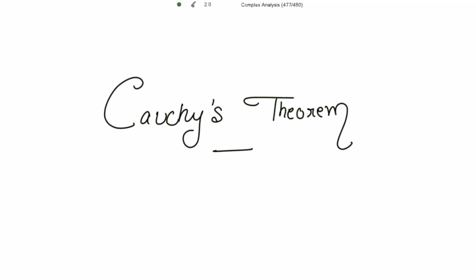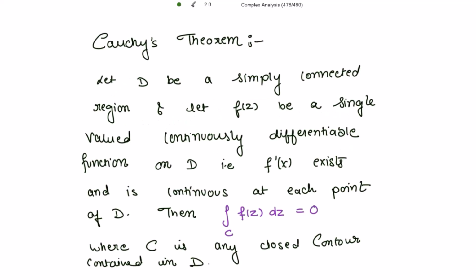Morning. Here we are going to prove Cauchy's theorem, which states: let D be a simply connected region. Simply connected region means a region which can be shrunk to a point. Then the region is a simply connected region, and let f(z) be a single valued continuously differentiable function on D.